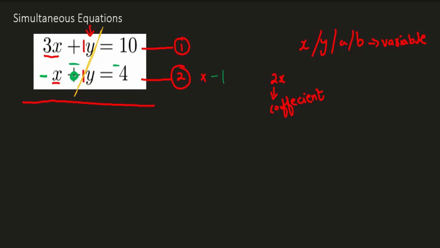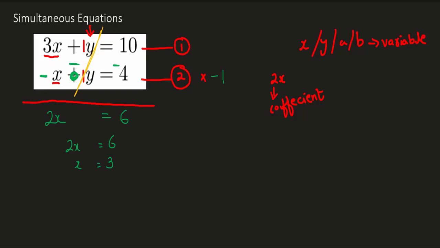So 3x minus x is 2x. 1y minus 1y cancel out each other, so it makes it 0, so I don't need to write a 0 here. Next, 10 minus 4 is 6. So I can solve it. 2x equals 6 and x equals 3. So this is the value of x for these two equations.